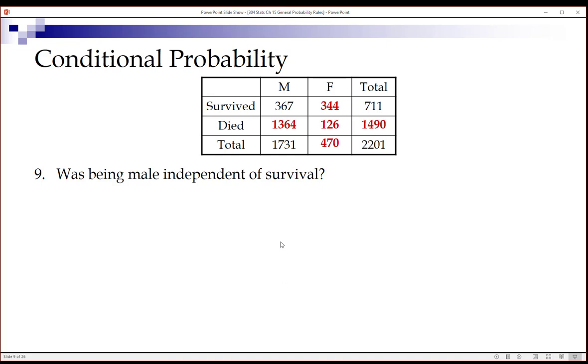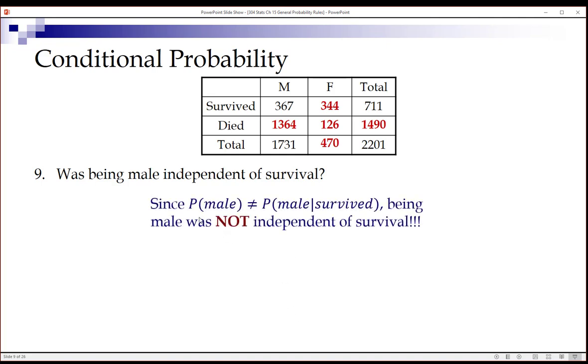So being male is not independent of survival, because the probability of male is not equal to the probability of being male given that they survived. So we see that those are two different values. If those values are not the same, then that means that they are not independent events. And that means that gender did have something to do with whether or not they survived. There was an association between gender and survival.